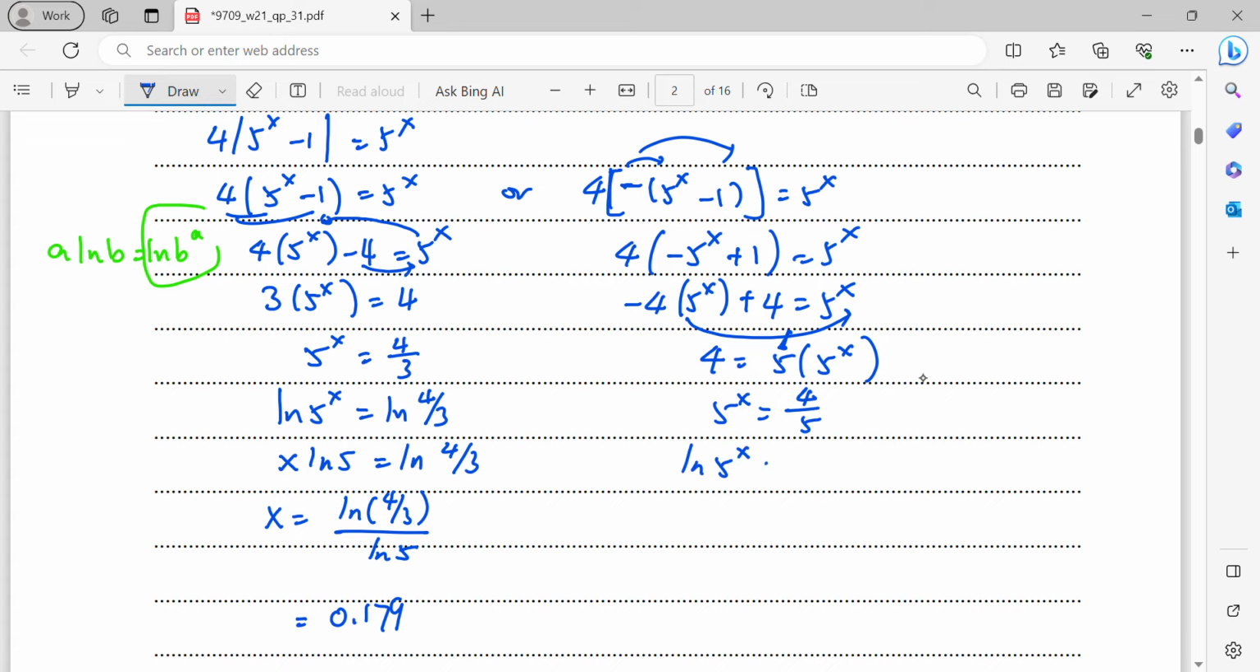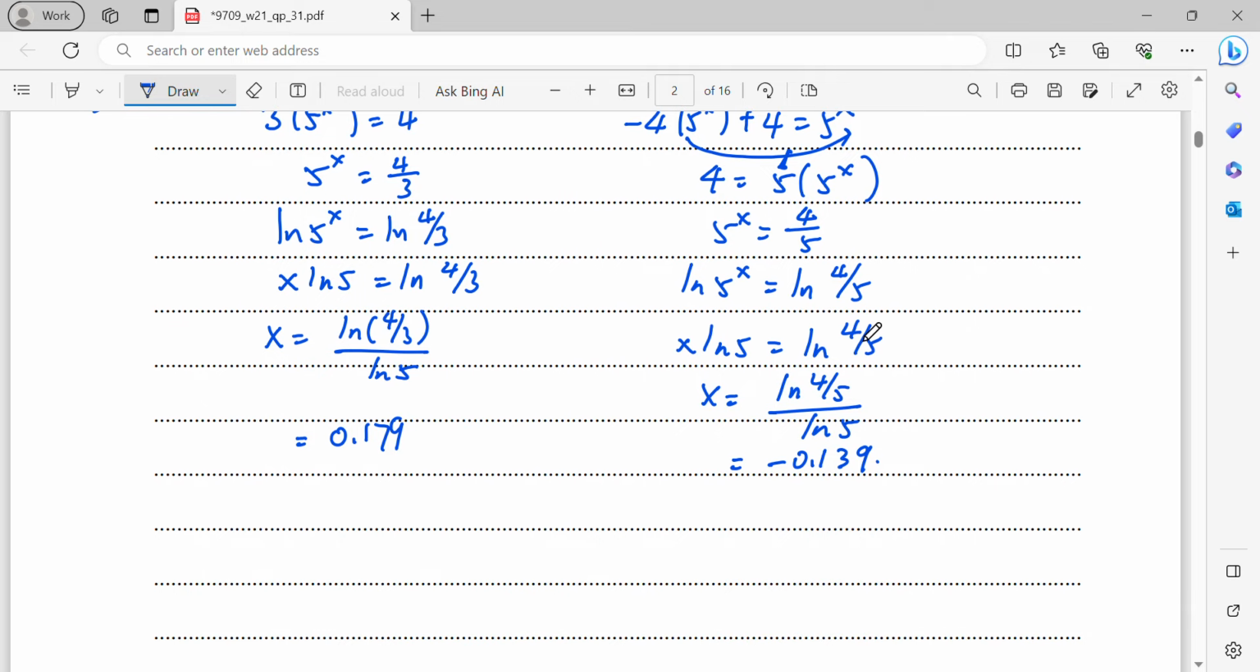ln 5^x equals ln 4 over 5. Therefore, use the same formula here. x ln 5 equals ln 4 over 5. And hence, your x is ln 4 over 5 divided by ln 5. Then the final answer is going to be negative 0.139. So these are my two x values. So done for question 1.